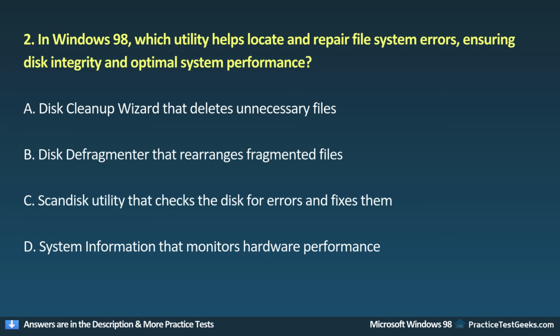2. In Windows 98, which utility helps locate and repair file system errors, ensuring disk integrity and optimal system performance? A. Disk Cleanup Wizard that deletes unnecessary files. B. Disk Defragmenter that rearranges fragmented files. C. Scan Disk Utility that checks the disk for errors and fixes them. D. System Information that monitors hardware performance.